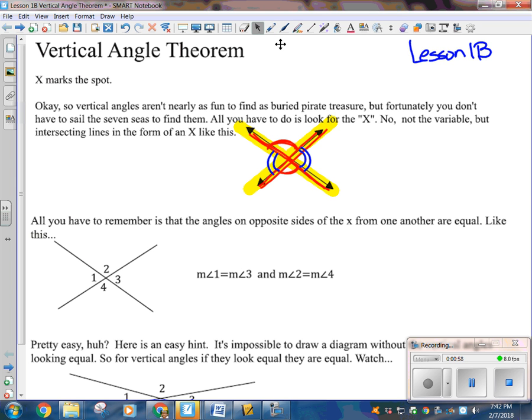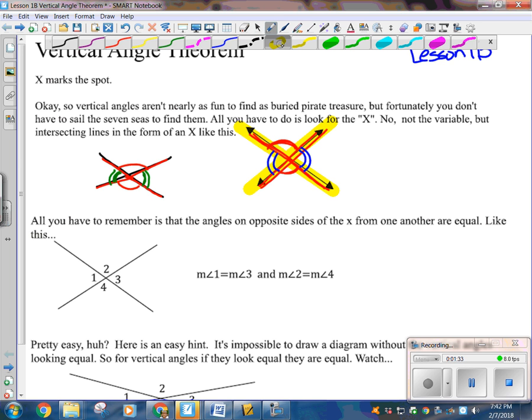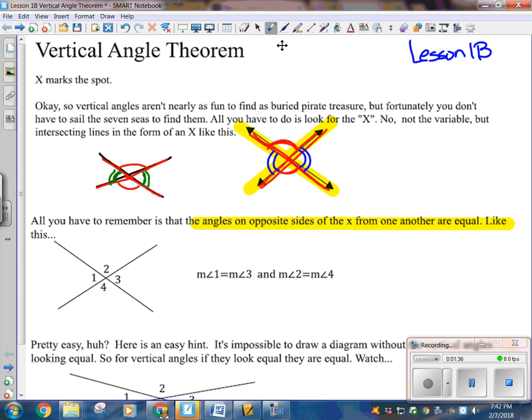If I made my crosses a little bit more dramatic, it might be easier to see. This angle that's created on top of the X, okay, that's a large angle. That's a wide angle. You might even use the vocabulary word obtuse for that angle. And then if you look at the angle underneath, it's also a large angle, an obtuse angle. The angle created on the other side is much smaller, and it looks like it's less than 90, so we would call those acute angles. So opposite sides of an X are equal. That's pretty much vertical angles in a nutshell. Opposite sides of the X from one another are equal.